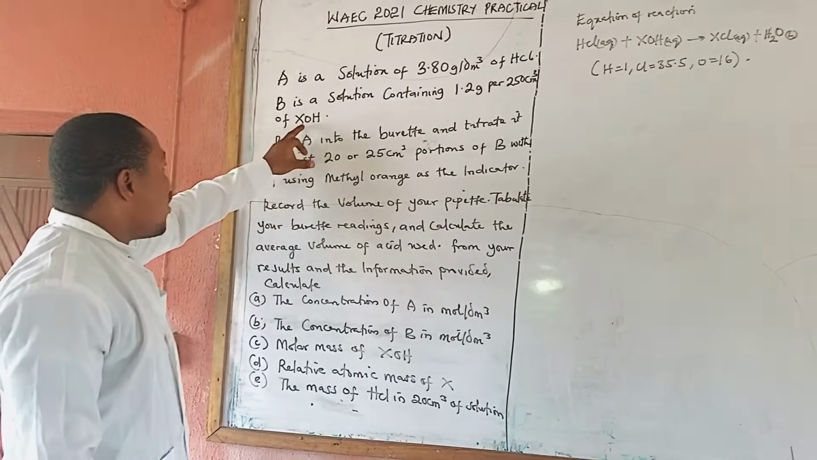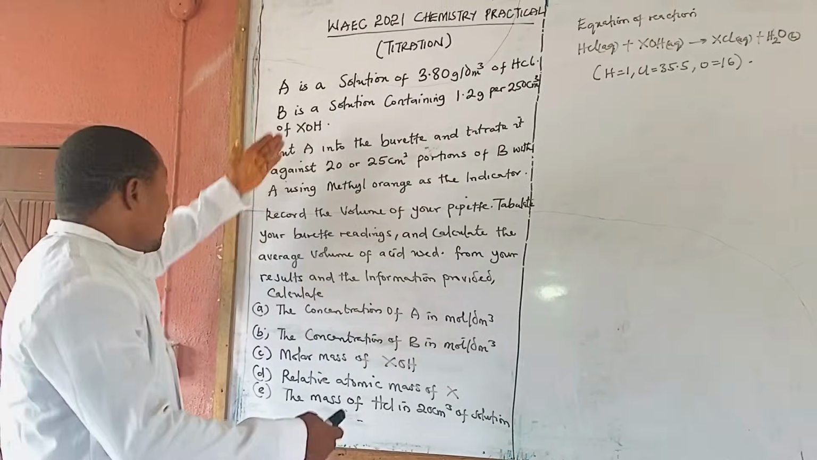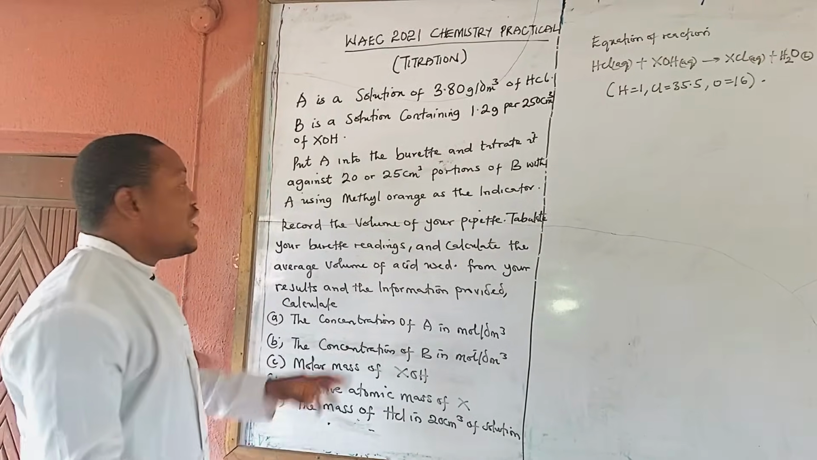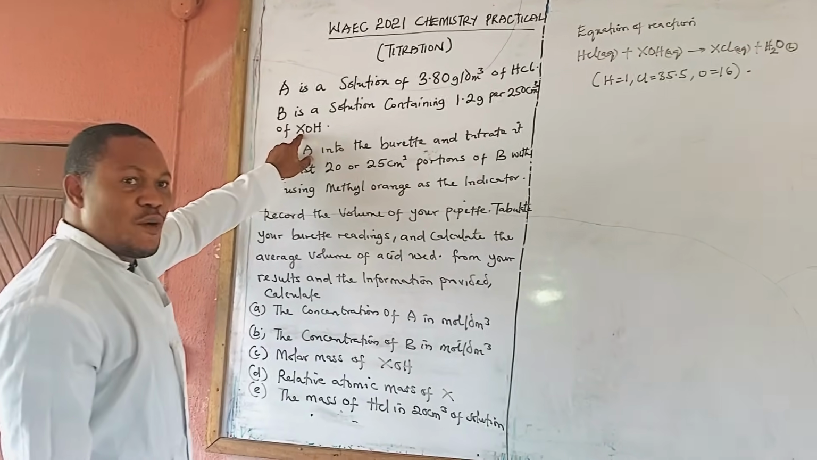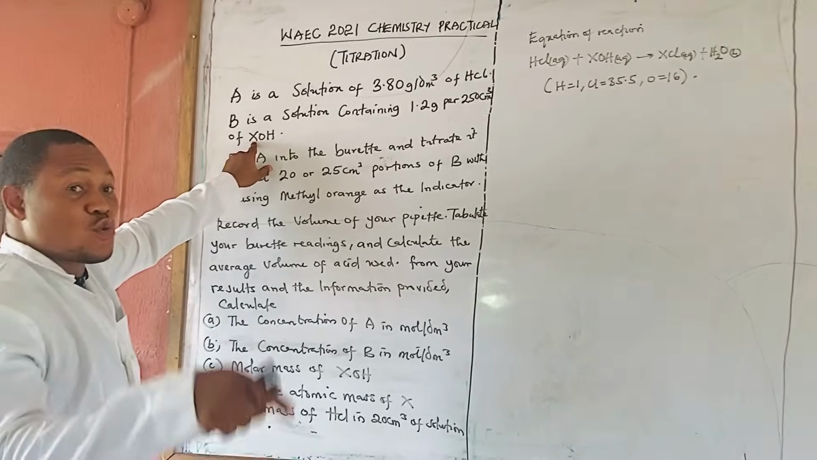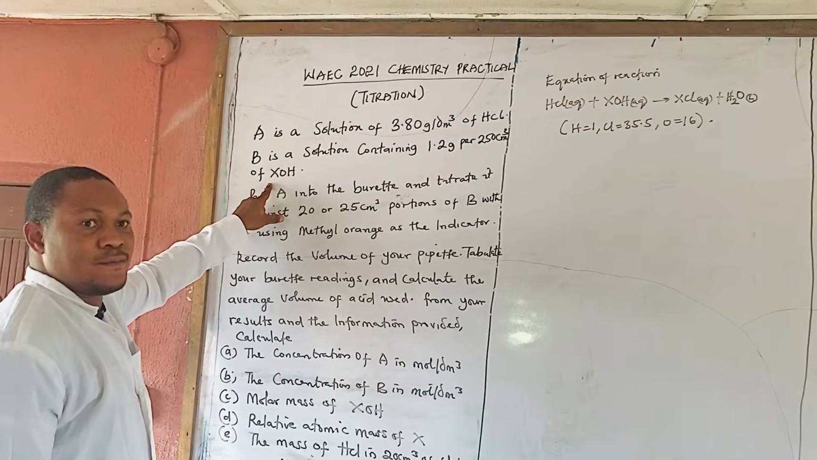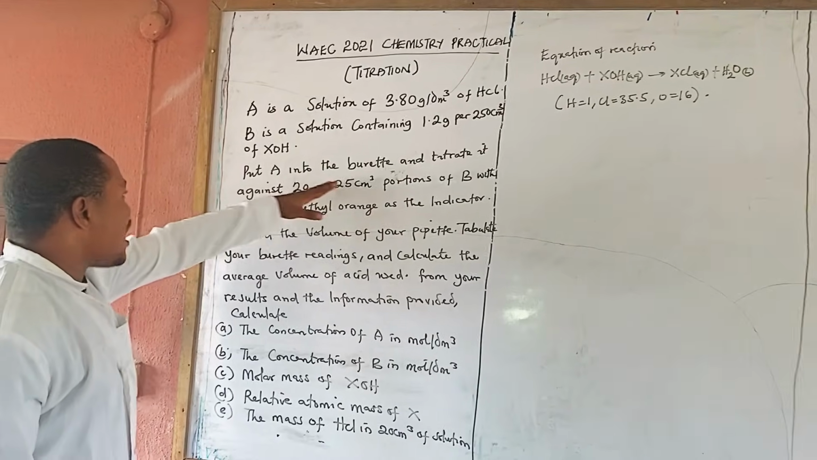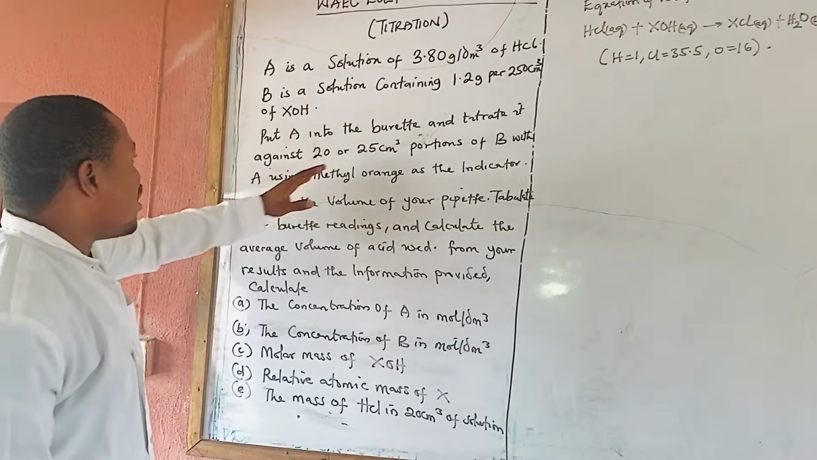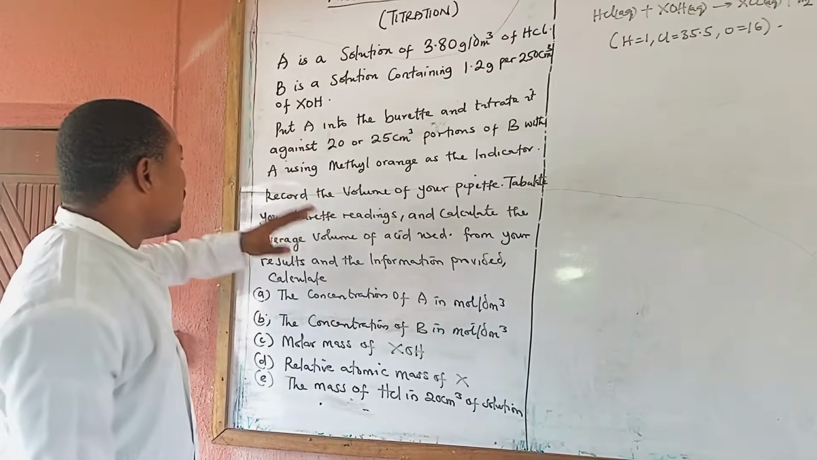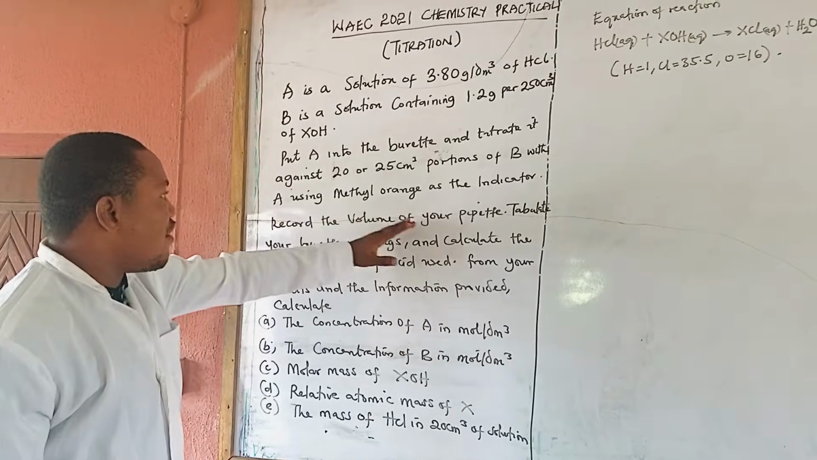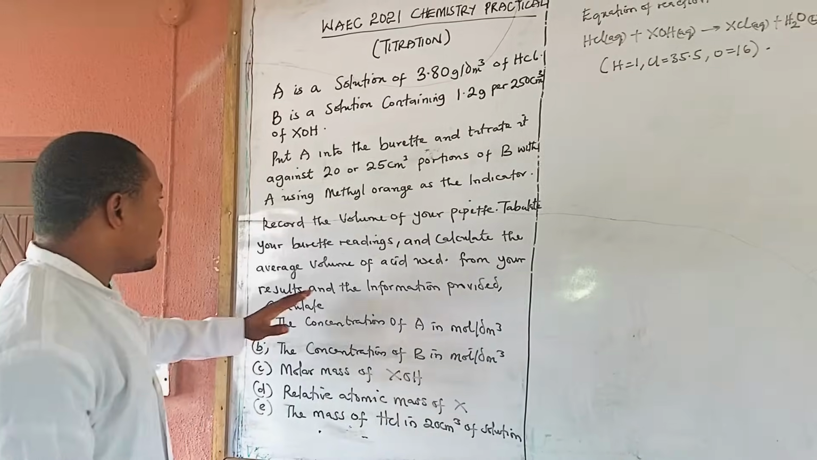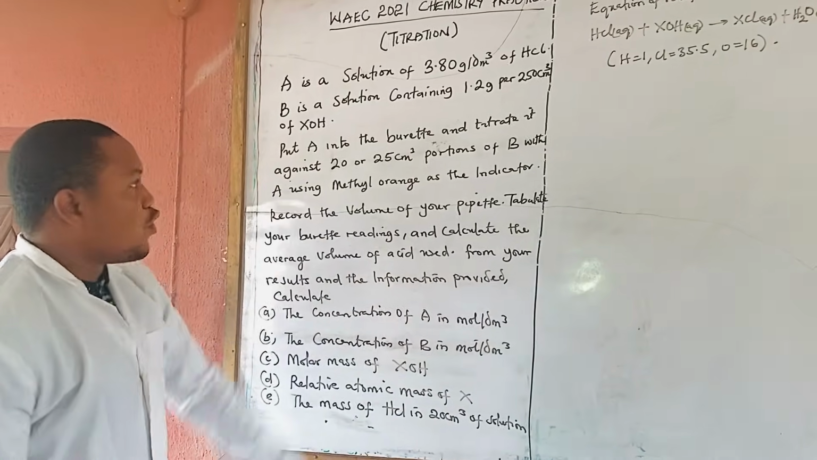You have XOH. Of course, it could be sodium hydroxide, it could be potassium hydroxide, which means if the question is coming in this format, they might ask us to get the value for X. Very, very important. When I get there, I will explain. Put A into the burette and titrate against 20 or 25 centimeter cube portion of B with A using methyl orange as the indicator. Record the volume of your pipette, tabulate your burette readings, and calculate the average volume of acid.